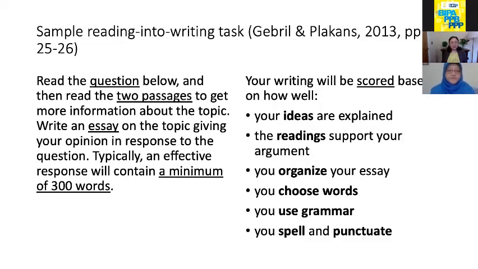It's a reading into writing task developed by Gebril and Plakans. It was developed for EFL learners in the UAE. It's quite long, so bear with me. So this one is the first part. This is the instructions. Read the question below and then read the two passages to get more information about the topic. Write an essay on the topic, giving your opinion in response to the question. Typically, an effective response will contain a minimum of 300 words.